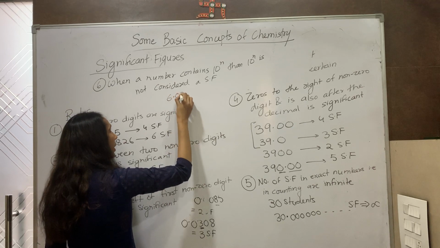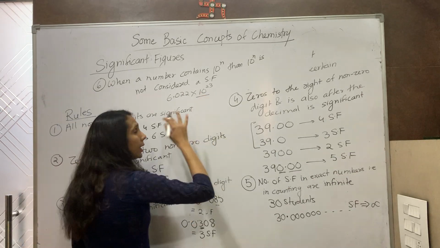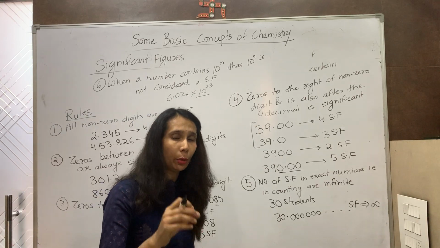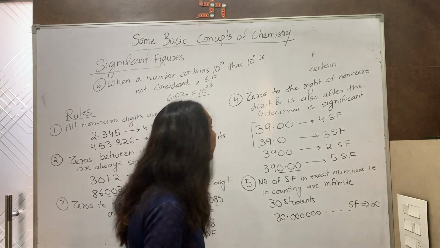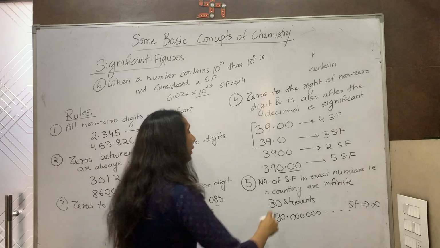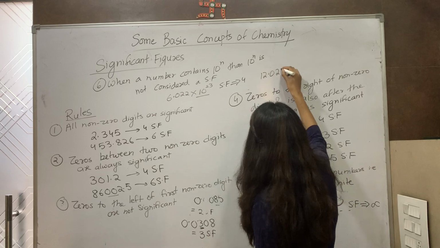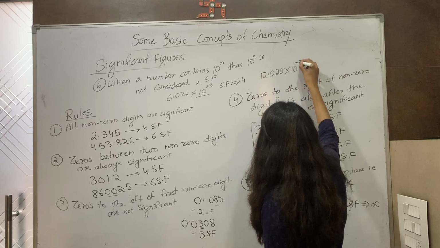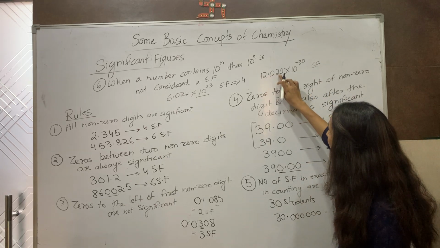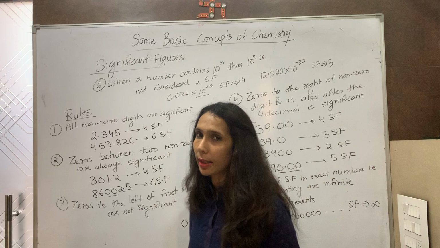If I write 6.022 into 10 to the power 23, this is not a significant figure. 10 to the power anything, 10 to the power 10, 23, minus 30, minus 6, no. So the number of significant figures are 4. When I write a number 12.020 into 10 to the power minus 30, the number of significant figures will be 1, 2, 3, 4, 5. 10 and its power is not considered significant.